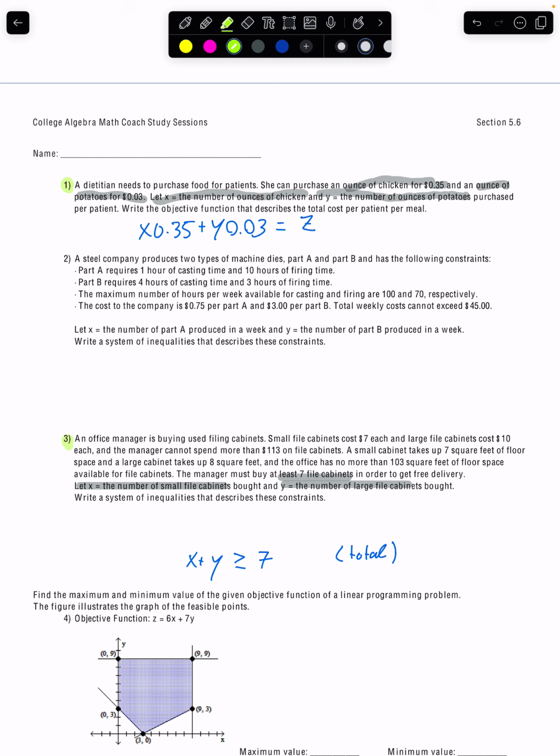Then, let's see. So a small file cabinet takes up 7 square feet, and a large one takes 8. And the office has no more than 103 square feet. That means we have 7x plus 8y less than or equal to 103, and that is the square feet.